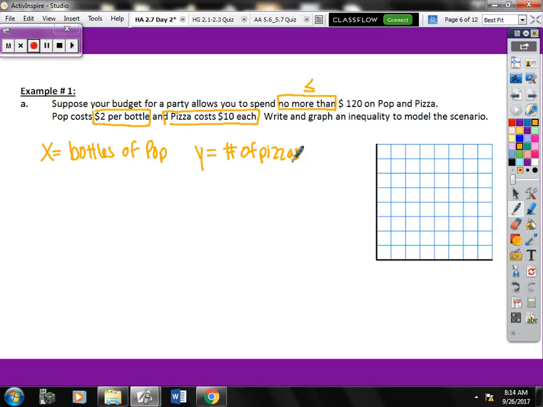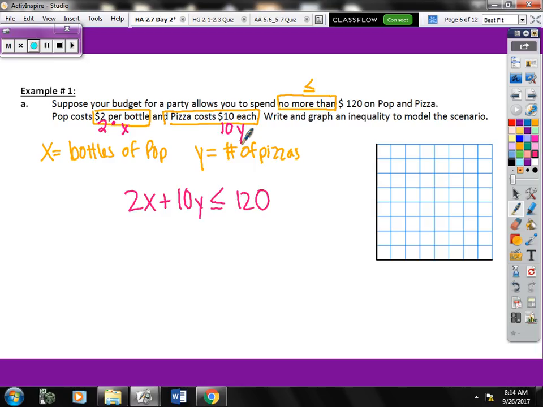Who thinks they could write an inequality, not an equation, to represent the scenario? And no more than $120. Garrett? 2x plus 10y is less than or equal to 120. Perfect. Anytime you see per or each, that is representing multiplication. So that was why we had 2 times the number of bottles. 10 each would be 10 times the number of pizzas. We add this together, less than or equal to 120.